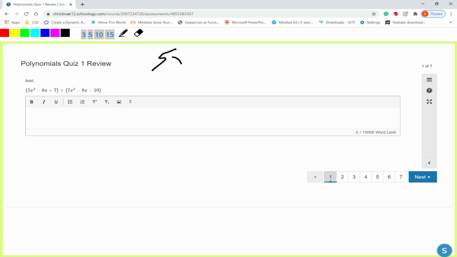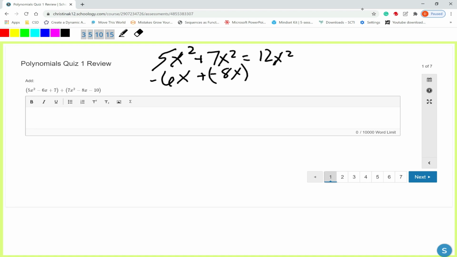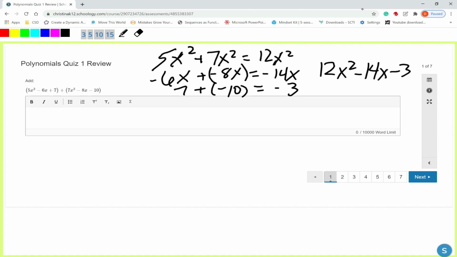If we add 5x squared to 7x squared, that's going to give us 12x squared. We'll add negative 6x to negative 8x. That's going to give me a negative 14x. And if we add 7 to negative 10, that's going to give me a negative 3. So our final answer will be 12x squared minus 14x minus 3.